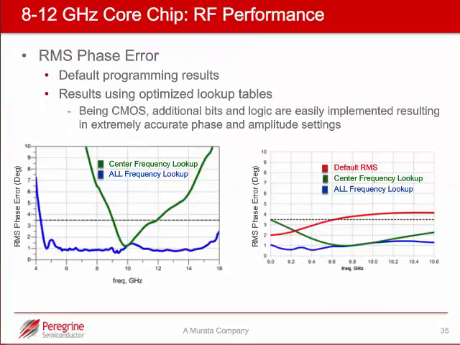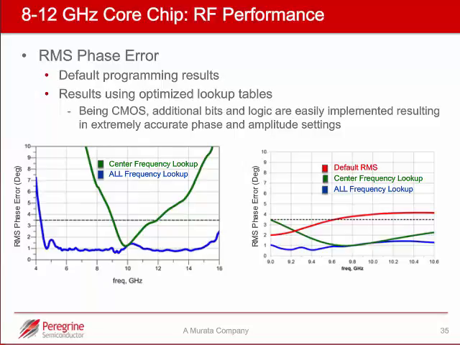One of the aspects of this part is because it is CMOS, we can add a number of different bits and logic. They're easy to implement and don't take much area and don't cause problems from a programming perspective. So it gives great flexibility in terms of getting the best performance out of the part at a specific frequency. And what is shown here are three different charts on the right. We have what is referred to as default RMS. So we're looking at RMS phase error, and the default is, if we were to use just straight 6-bit programming of this part, this is what it would look like.